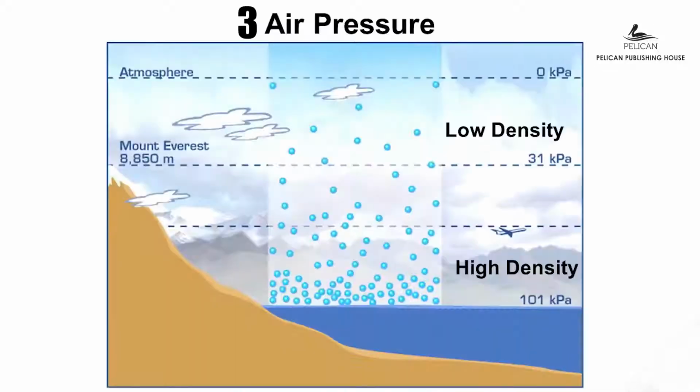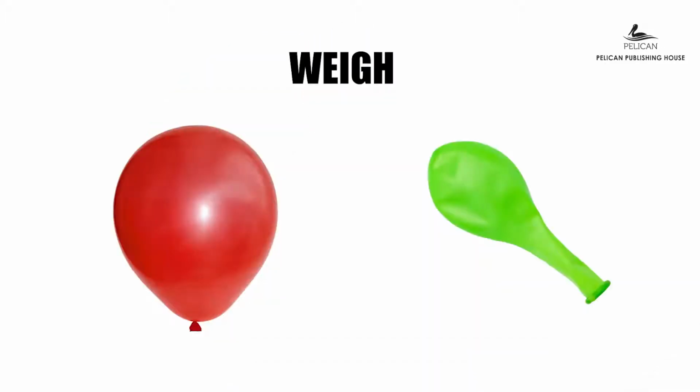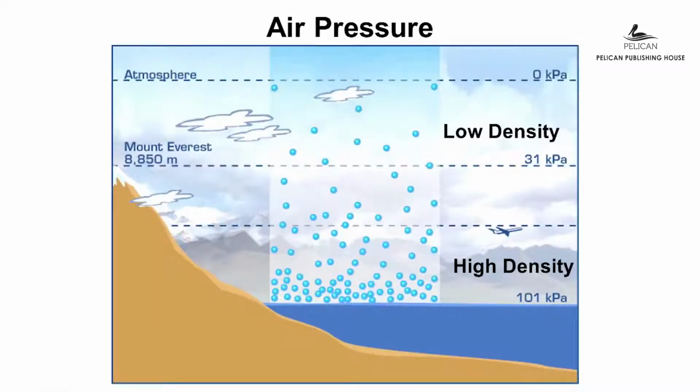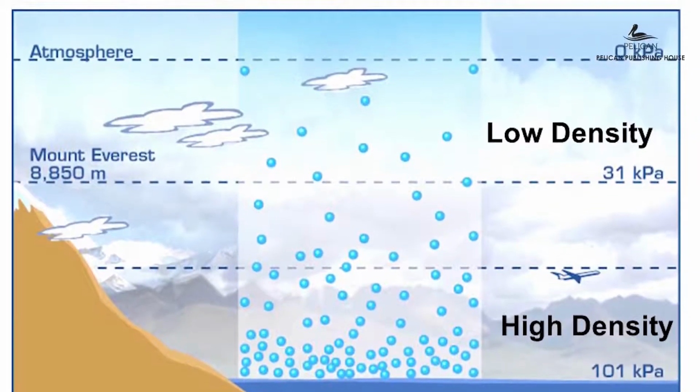Third, exerts pressure and has weight. Air is a mixture of gases and each gas has its own weight. Weigh an inflated balloon and an empty balloon. You will notice that there is a difference between the weights of the two balloons. You will see that the inflated balloon weighs more than the empty balloon. The pressure exerted by the weight of air is called air pressure. Air pressure is maximum at sea level but decreases as we go up on a mountain.